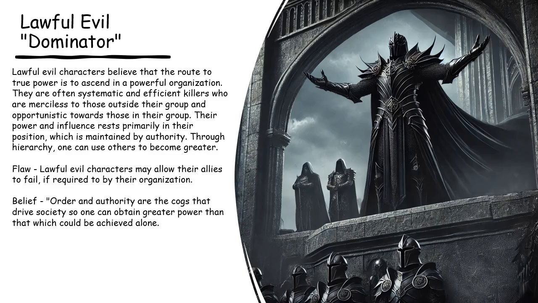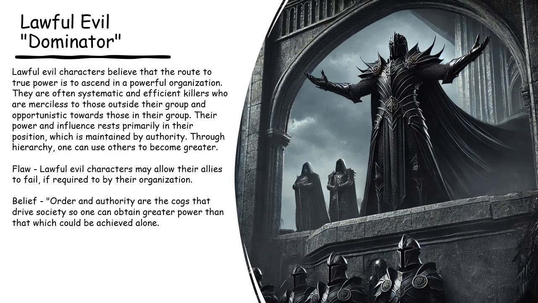Lawful evil characters believe that the route to true power is to ascend in a powerful organization. They are often systematic and efficient killers who are merciless to those outside their group and opportunistic towards those in their group. Their power and influence rests primarily in their position, which is maintained by authority. Through hierarchy, one can use others to become greater.